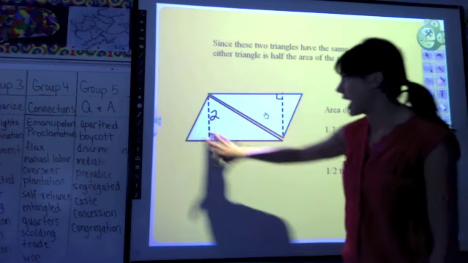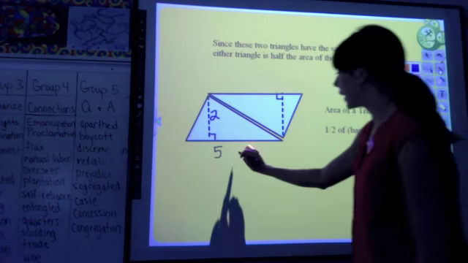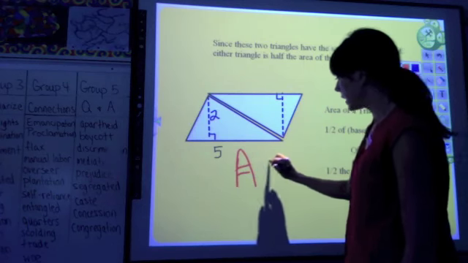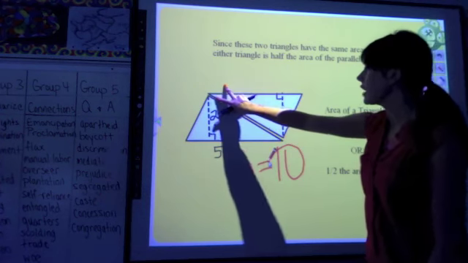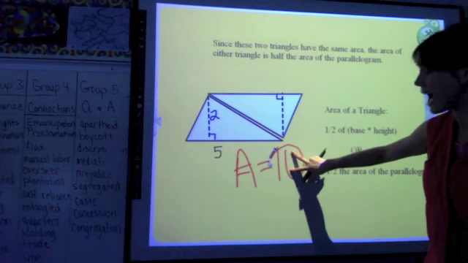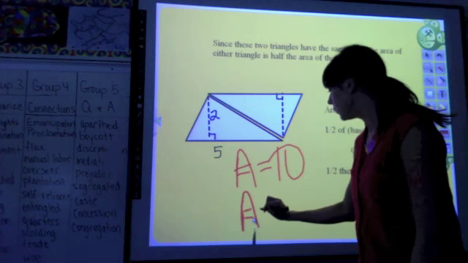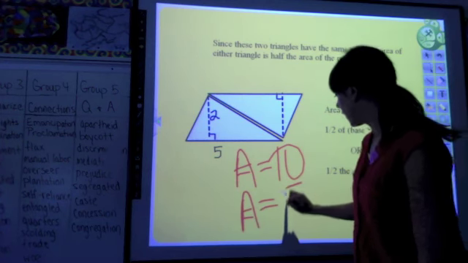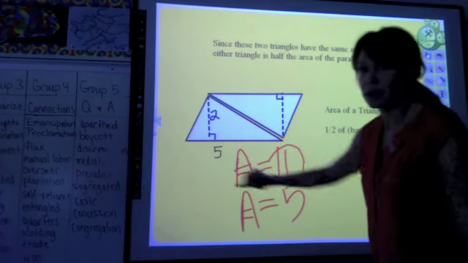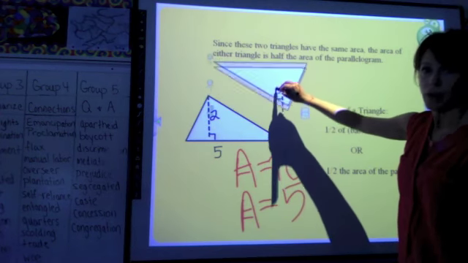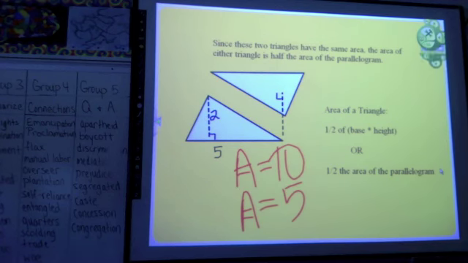The area of one triangle is half the area of the parallelogram. So if the area of the parallelogram equals 10, then the area of one triangle would be half of that. And we know that half of 10 is 5. So if the area of my parallelogram is 10, then one triangle would be 5.